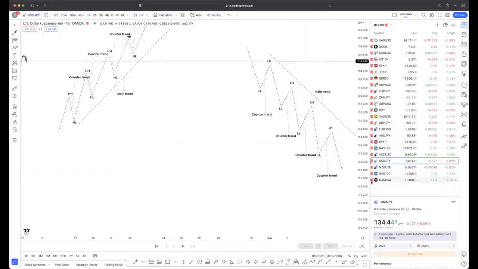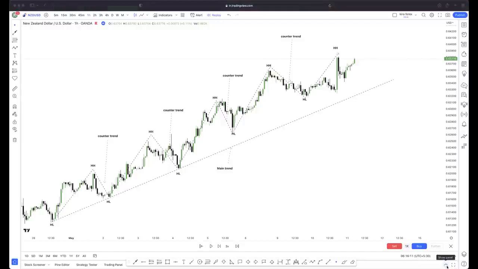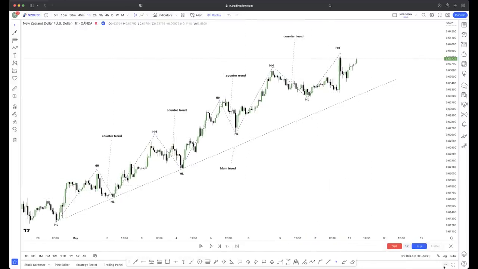Now let's move to our chart and see how a counter trend and the main trend look on a real chart. On a live chart, this is our main trend down here. The market is trending upwards. This is an upward structure. Now the counter trend is the short movement of price, or the movement of price for a short time. So this is our counter trend, this is our counter trend, this is our counter trend in between the main trend.